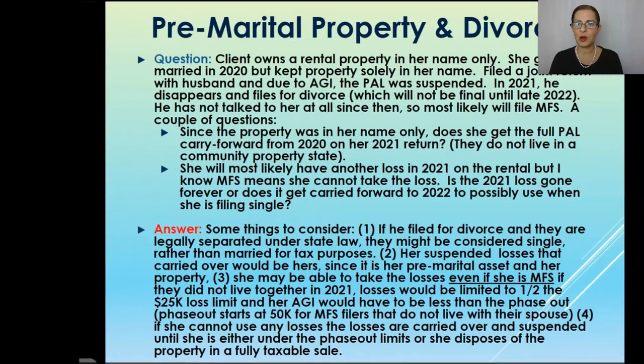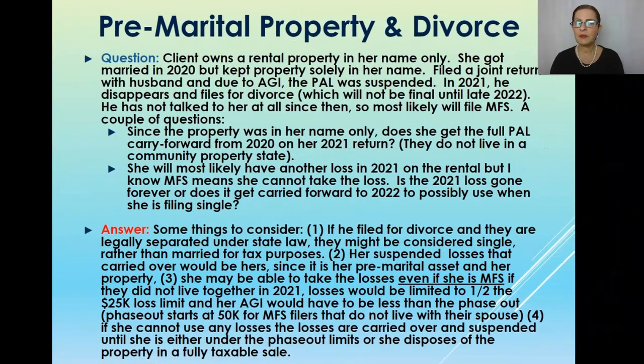Okay, premarital property and divorce. So premarital property is generally considered separate property for whatever spouse owns it. So in this case, the client, it's a woman, she owns a rental property in her name only. This is something that she owned before the marriage. She either inherited it or she purchased it herself before the marriage. She got married in 2020, but kept the property solely in her name. So it's separate property to her.